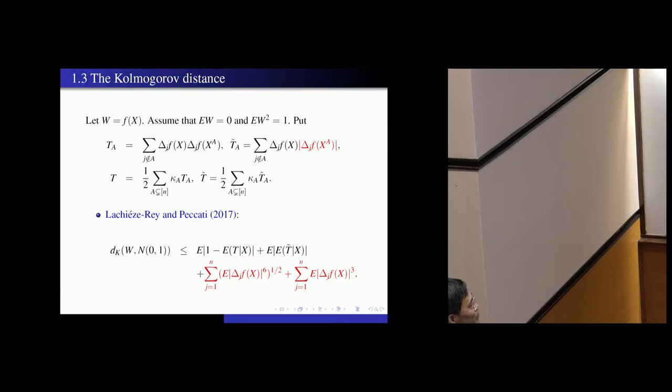So they have extra terms. The second term is the expected value of the absolute value of the conditional expectation of T tilde given X, and plus the third term, the difference to the power 6, then take the square root, and so on. And they have very nice applications of that general result to get the optimal Kolmogorov distance for different applications. Okay, any questions?